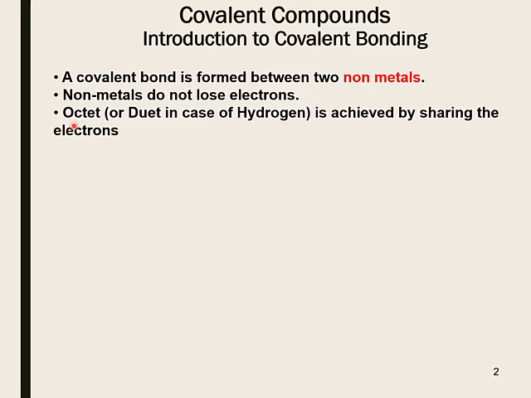Now we have learned previously that nonmetals tend to gain electrons. Hence formation of an ionic bond is not a possibility here because neither of the two nonmetals would like to lose electrons. Therefore they complete their octet by sharing the electrons instead of transferring. Let me explain this with the help of an example.